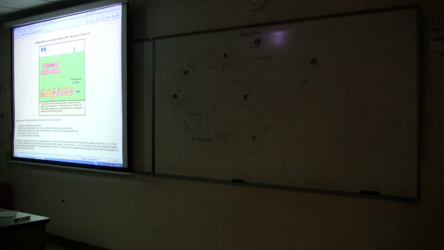So this is why antigen-presenting cells can have the same antigen on both MHC1 molecules and MHC2. And that brings us to the next step.